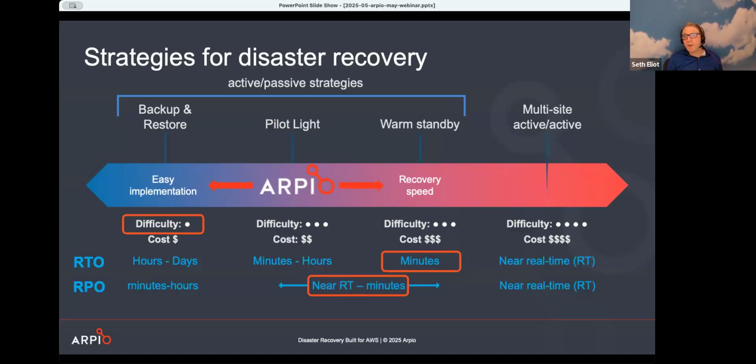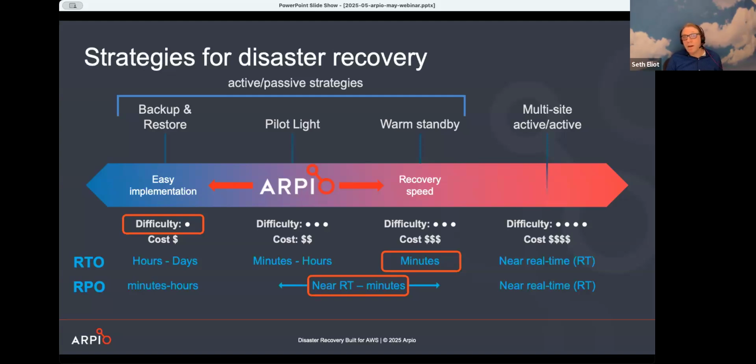It has the ease of implementation of a backup and restore strategy. AWS Backup is a great product. You basically create a vault, you define what you want to back up, you push a button, it's backed up. RPO is just as easy. You define what workloads you want to restore, you want to protect, you push a button, it's that easy. While RPO has the recovery speed of a warm standby.